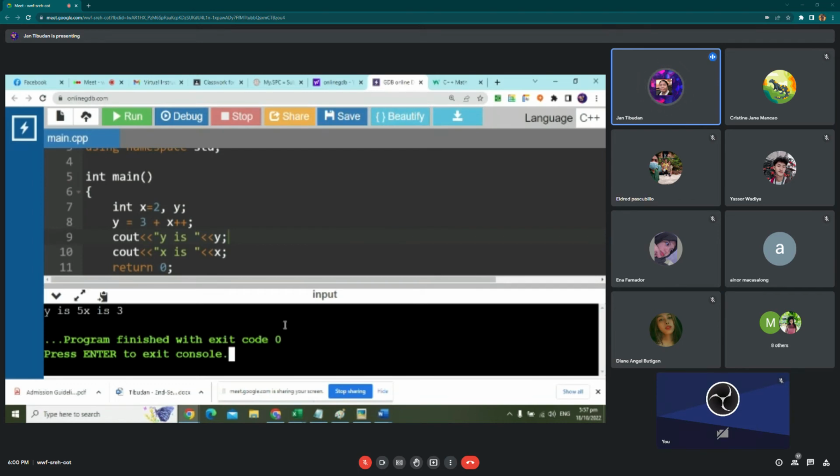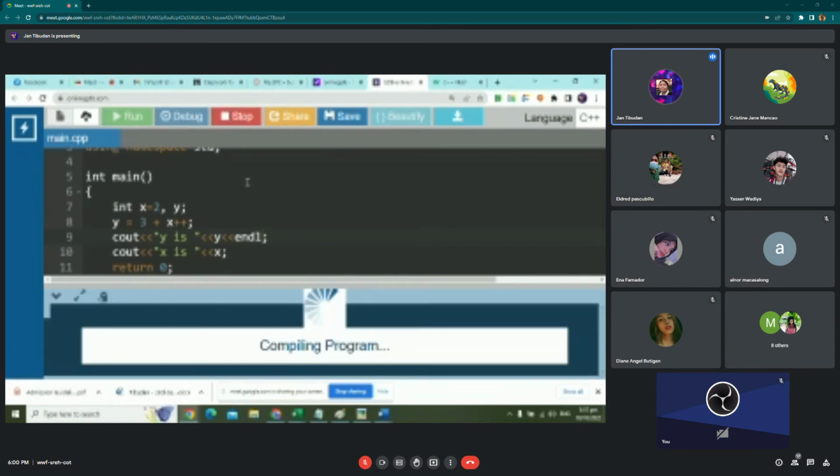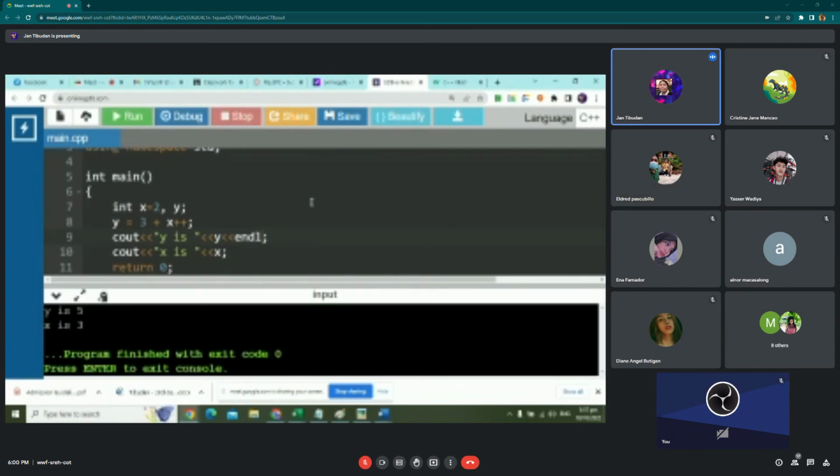Okay. Ah, I will add an endl here, class, so that it will not be joined together. Because notice they are joined. So, okay. So take a look at this now. Now, the result is y is 5, x is 3. Okay. Now take note, what is the current value of your x? The current value of your x is 2. Now, in here, when y is equal to 3 plus x plus plus, notice, the result is 5.